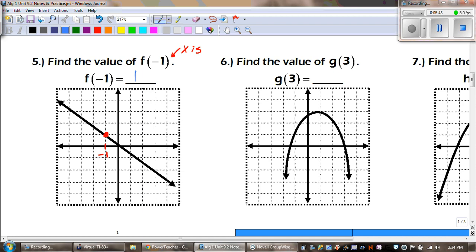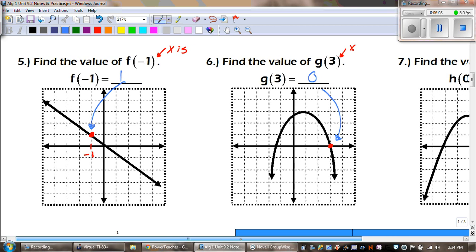Let's try another one. g of 3, remember that this is x. So at 3, which is right there, and that's actually where our point is too, where is that point? That point is at 0. This point was at 1. Okay?